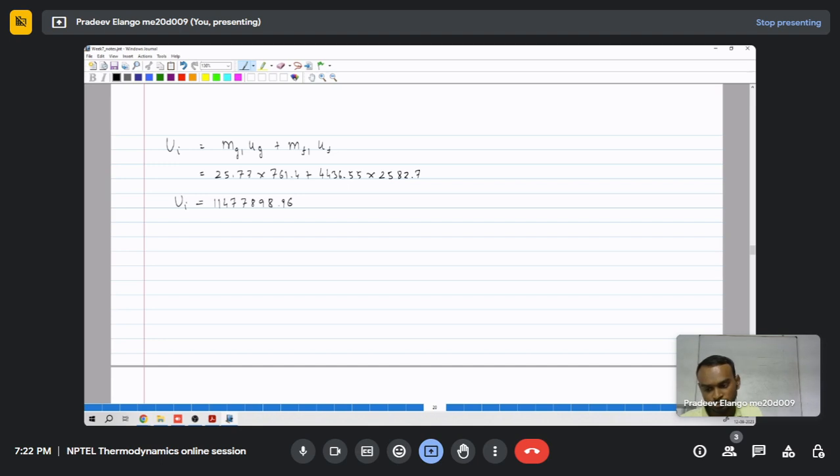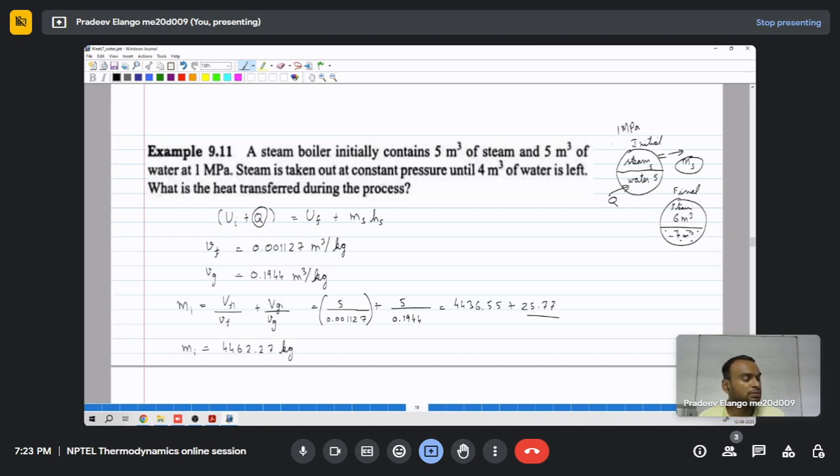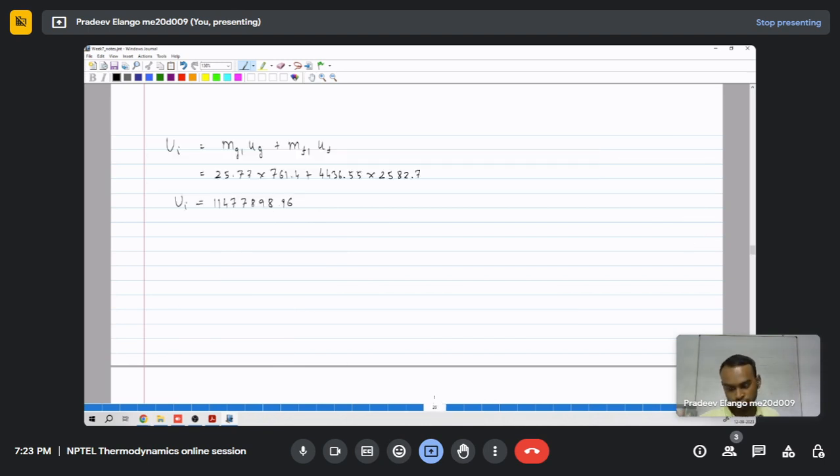Internal energy of what, sir? Internal energy at first state. I is the initial state, yes. The internal energy of the entire boiler with both the steam and liquid, steam and water. Now, similarly, UF can be found.